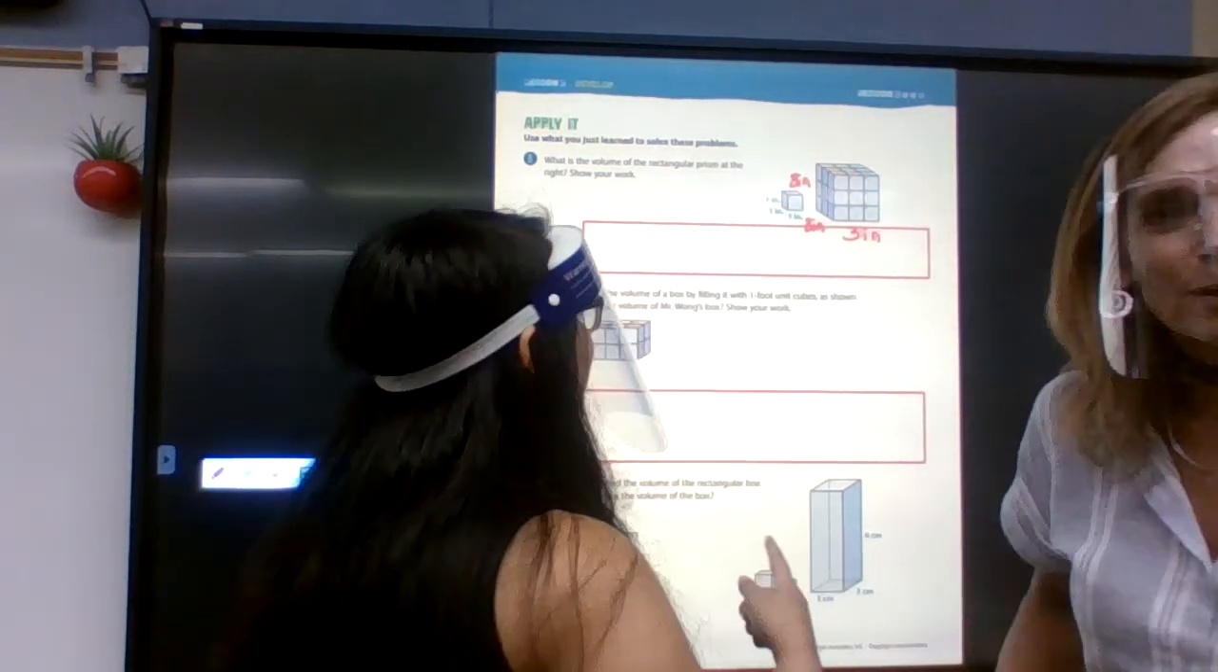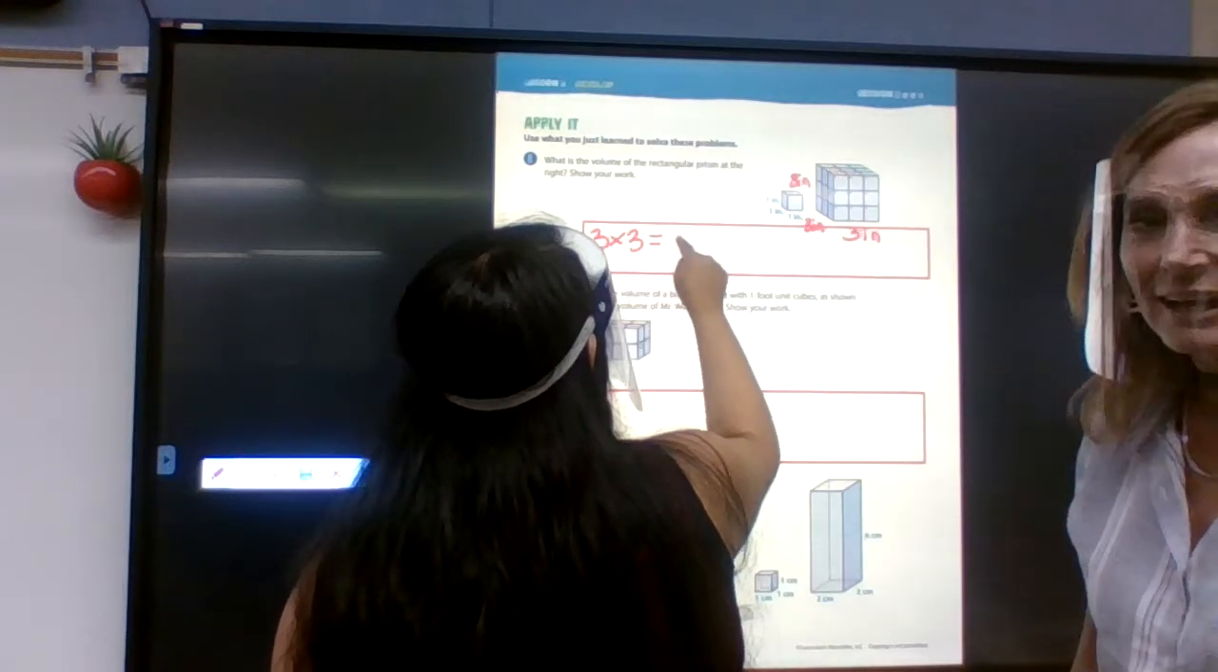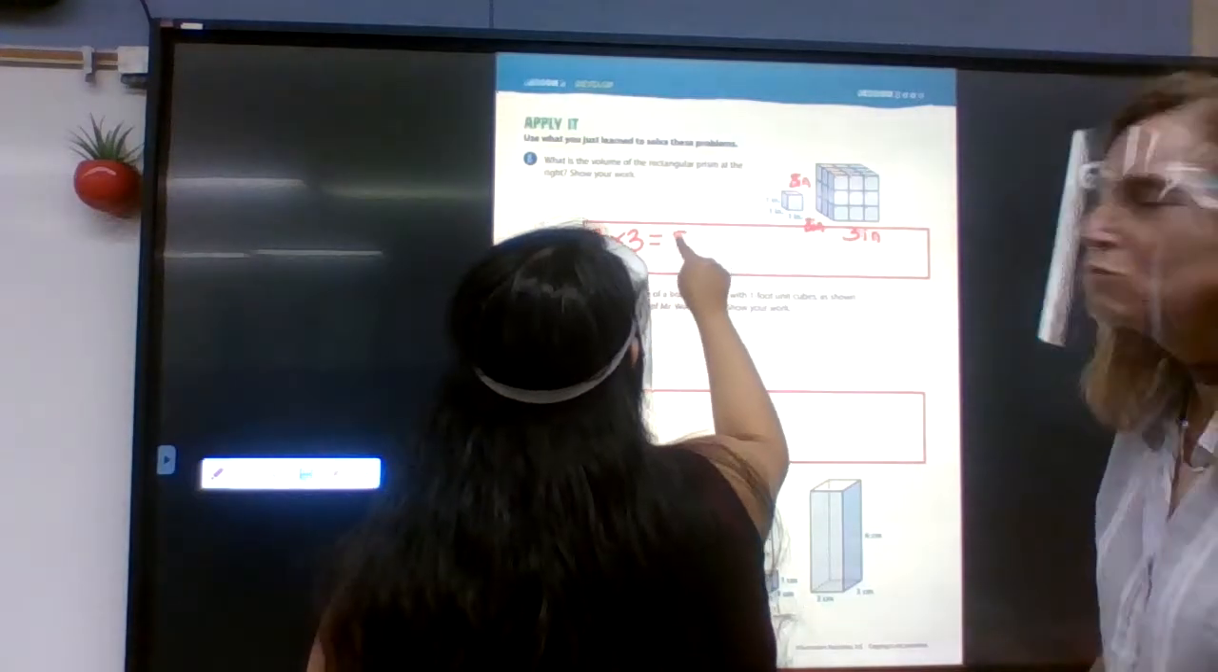Hey, that's my room number for a change. So 3 times 3 is 9. It's like this curriculum was built for us. It is. It's so cool.